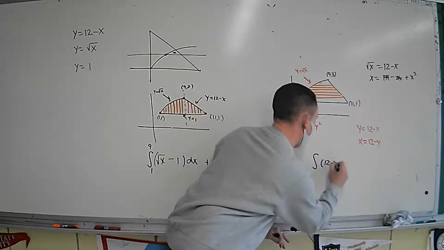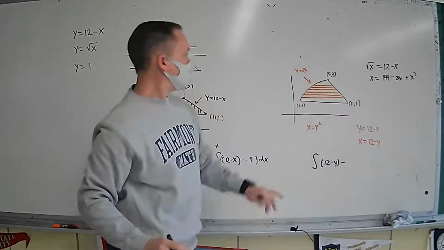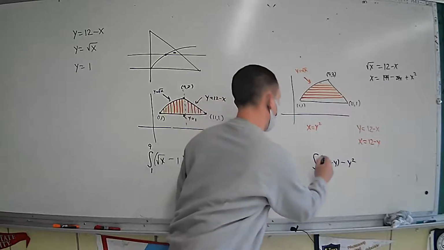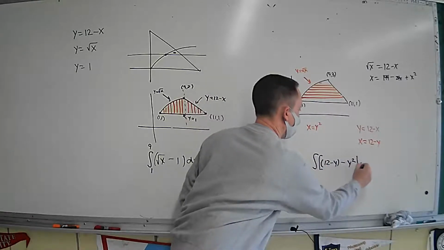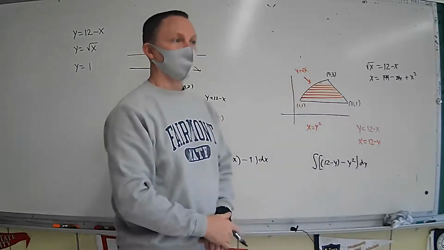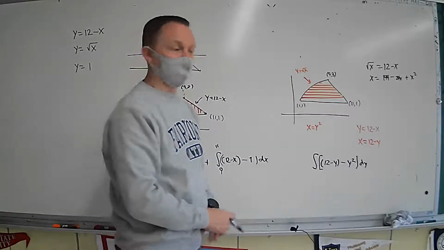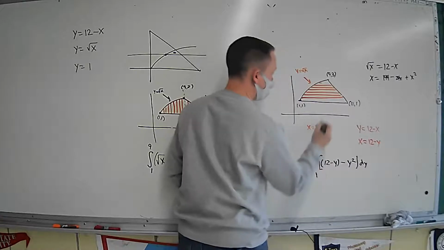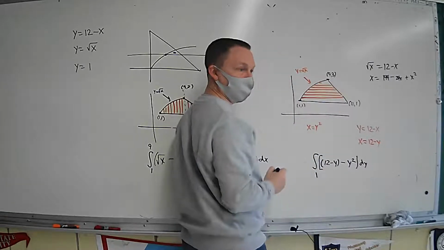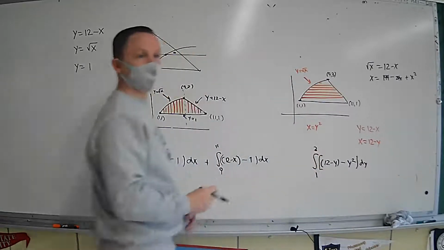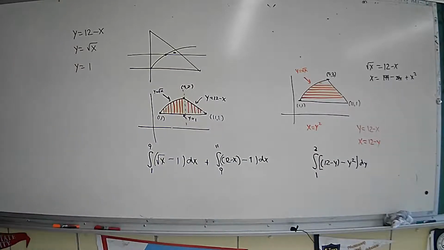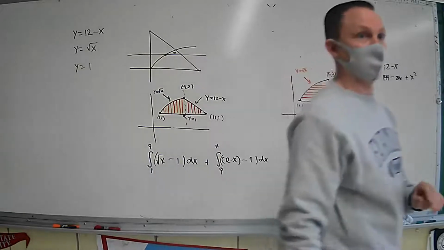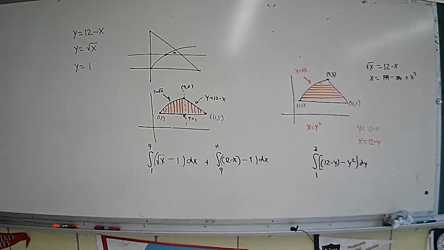12 minus y minus y squared dy. And what are the bounds going to be? From 1 up to whatever that y value is right there, which is 3. Okay? This and this are going to give you the same number.